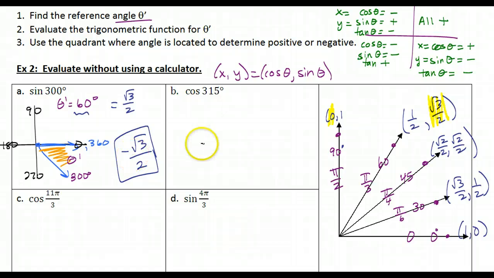Let's do another one. Step 1, graph it. When I graph it, I end up with 315, so that's again down in quadrant 4. And we are going to finish the rest of this in class.